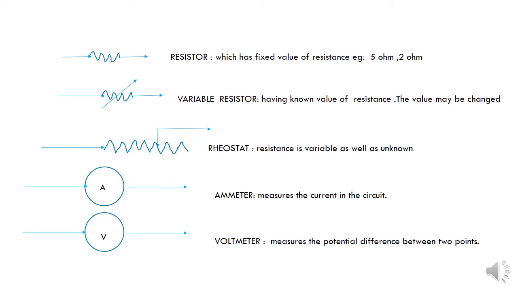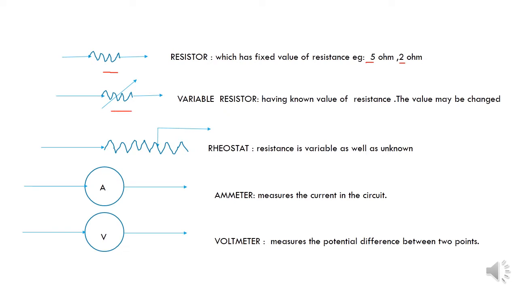So this is the resistor. This is the symbol of resistor. Resistor means a coil or wire of a fixed length and cross section area which is having a fixed value of resistance, that is 5 ohm or 2 ohm. You must be clear about the resistance and resistor. Resistor is the coil, wire which has a fixed value, and resistance is the property of conductor.